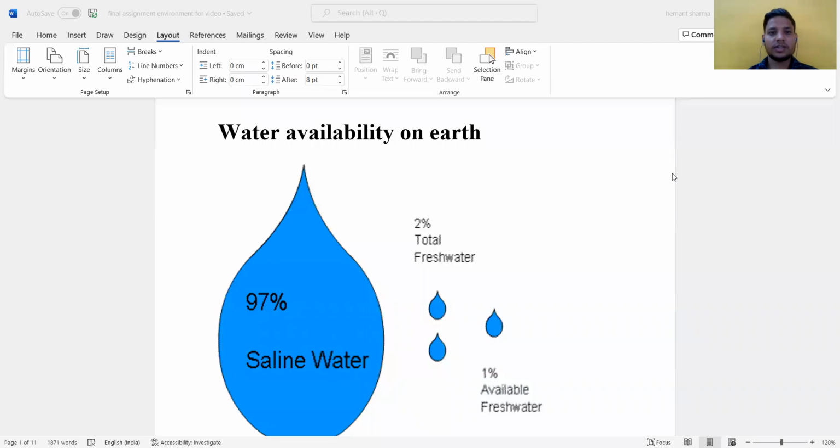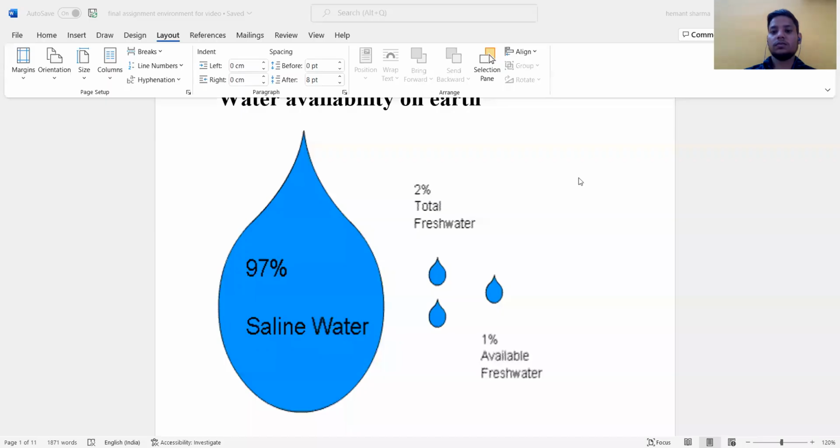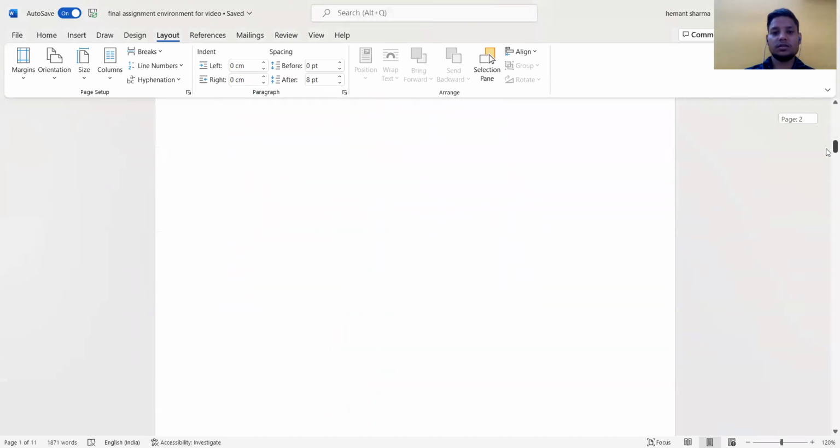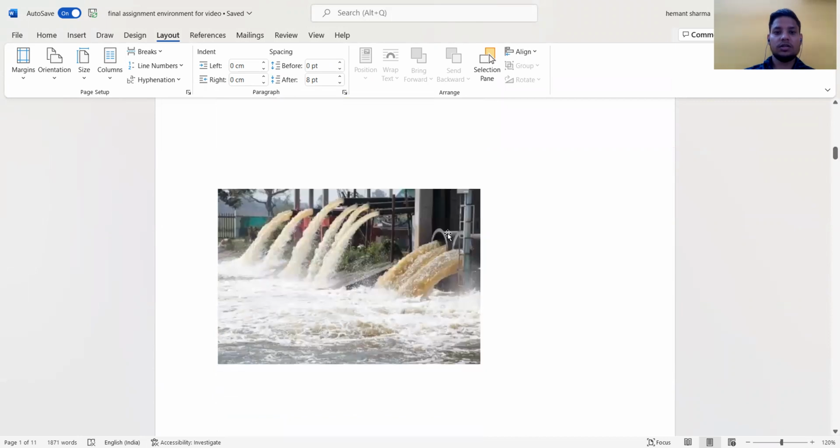So guys, before we start our water quality index, let us discuss a little bit about the importance of water. I think as you all know, what is the availability of water on earth in what percentage? 97% of water is saline, only 2% is fresh water, and in that 2% we have 1% available fresh water. In that 1% available fresh water, industries also release their effluents. We will see in the next image. Here it is.